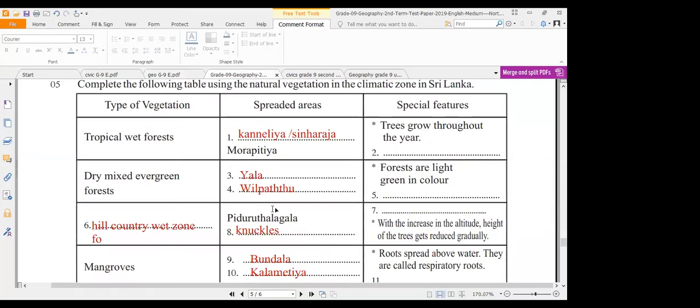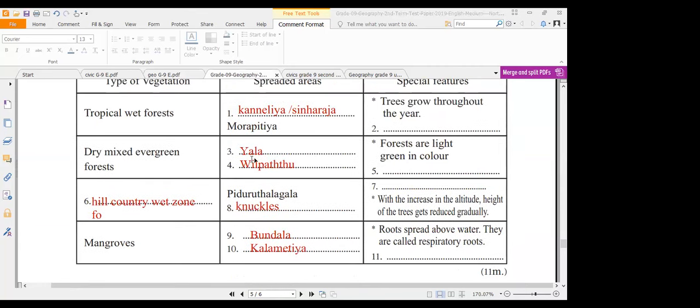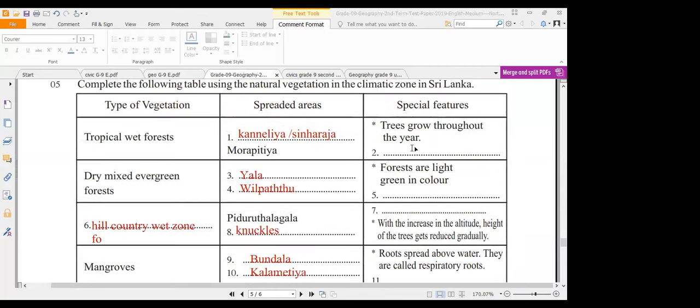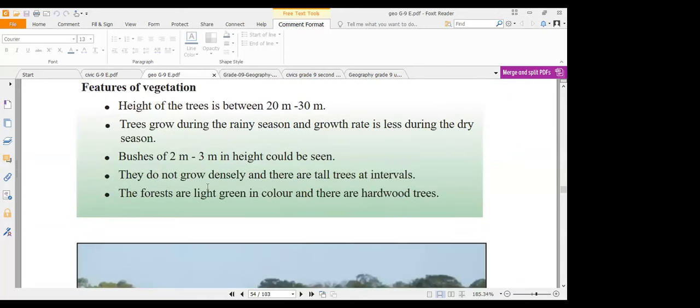Next is dry mix evergreen forest. One special feature: forests are light green in color. They don't grow densely and there are trees at intervals.